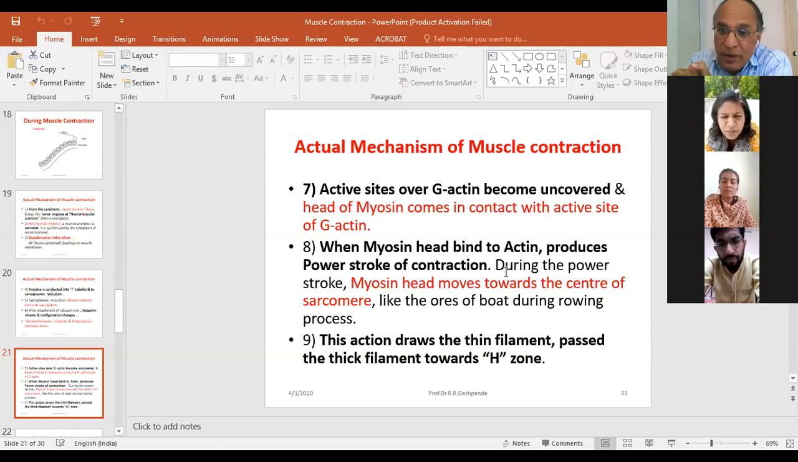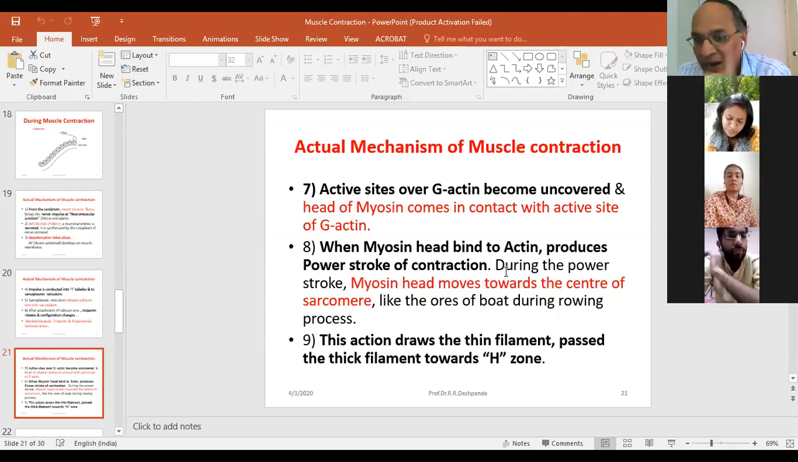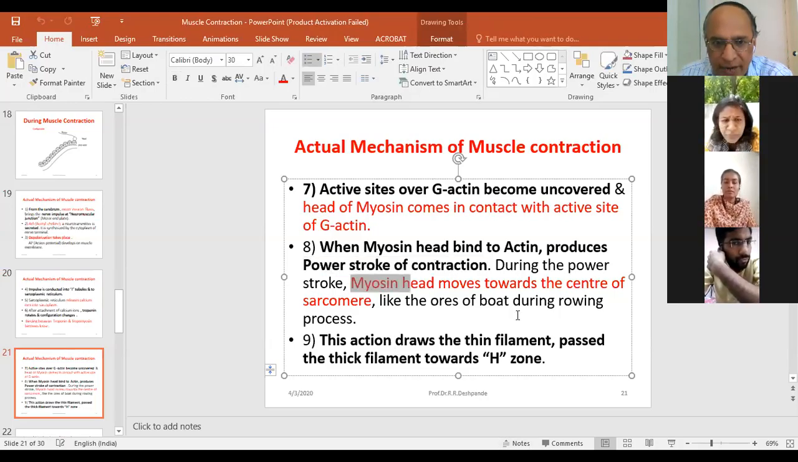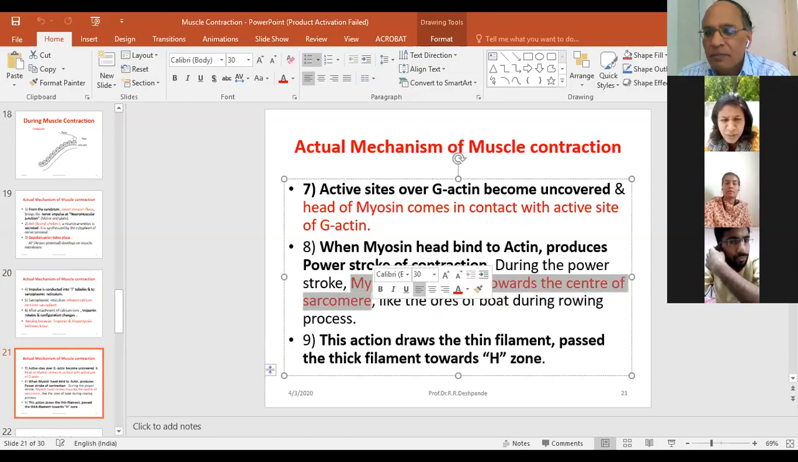With the head of the myosin, it is pulling the actin molecule. Myosin is strong. Myosin is pulling the active molecule of actin. Is it clear to you? That is called the power stroke of contraction. Then the myosin head moves toward the center of the sarcomere, like the oar of the boat.